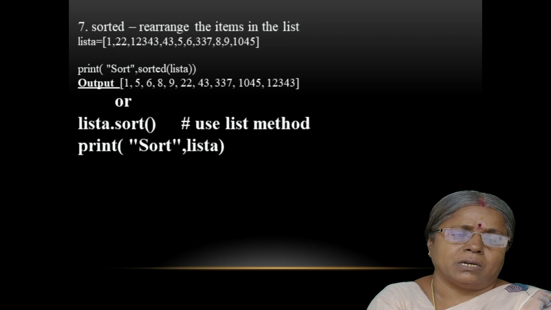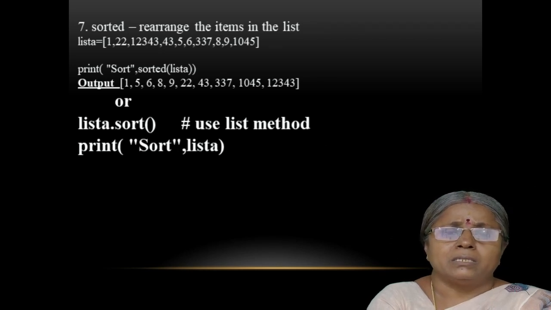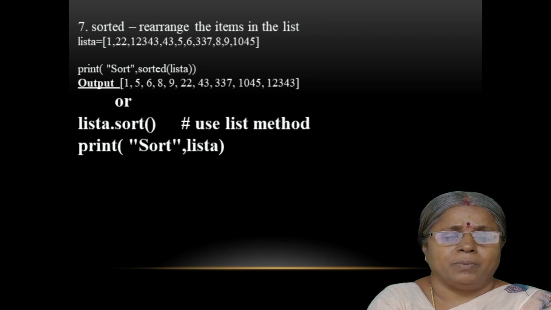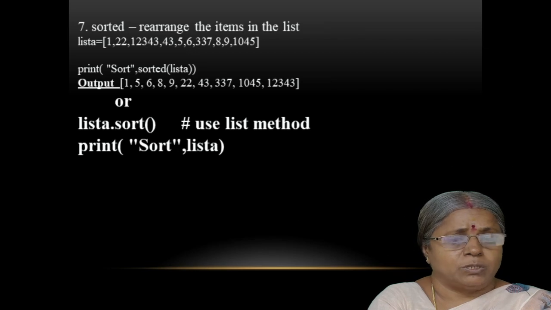Then another method, sorted. This sorted method is used to rearrange the items in the list. It is similar to the sort method in a list. When we call the sort method, we follow the syntax list variable dot sort. Otherwise, we can use the sorted operation. If we use the sorted operation, we do not use the list variable name before it. You simply call sorted with the list variable within the parentheses. When we use the sorted method, it returns a new list. But when we call the sort method, it rearranges the same list variable.